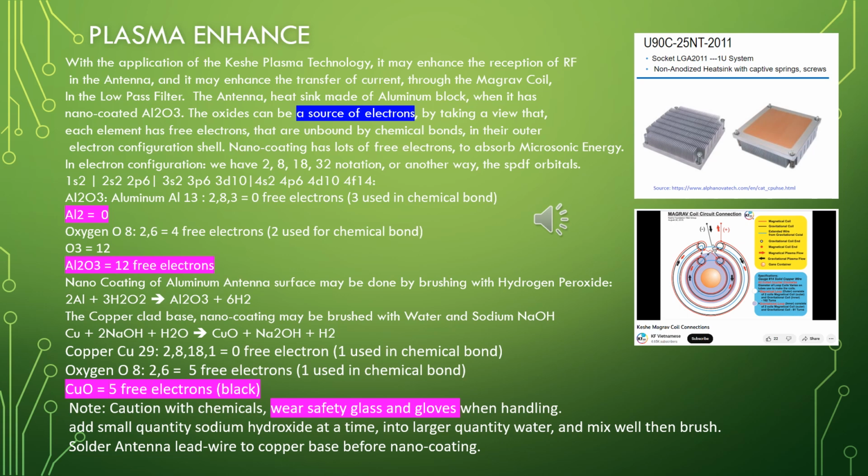Nano-coating has lots of free electrons to absorb microsonic energy. In electronic configuration, we have 2-8-18-32 notation, or in another way, the SPDF orbitals. First shell 1s2, second shell 2s2, 2p6, third shell 3s2, 3p6, 3d10. The fourth shell 4s2, 4p6, 4d10, 4f14.